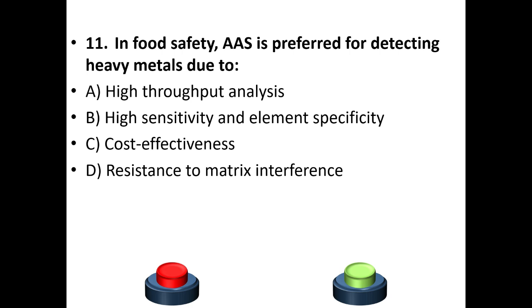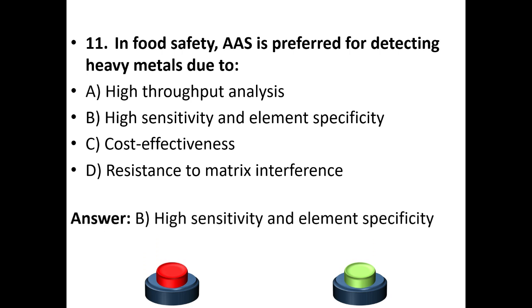11th question. In food safety, AAS is preferred for detecting heavy metals due to: high throughput analysis, high sensitivity and element specificity, cost effectiveness, resistance to matrix interference. Which is the answer? Your answer is option B, high sensitivity and element specificity.